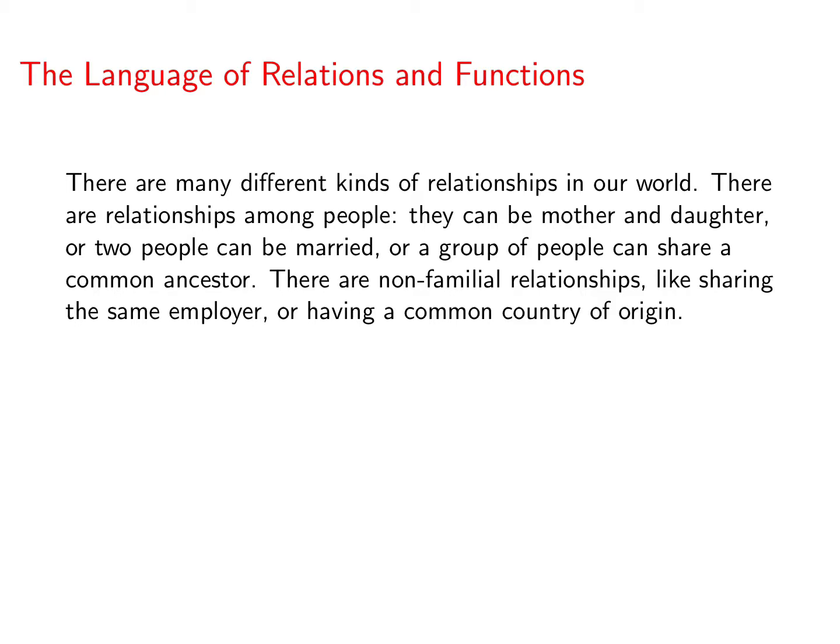So when we talk about people, there's lots of different relationships. Mother and daughter, father, son. People can be married. Groups of people can have a relationship. They can, for instance, share a common ancestor, or maybe things that are not family related, like sharing the same employer, or just having a common country of origin. So those are relationships among people.